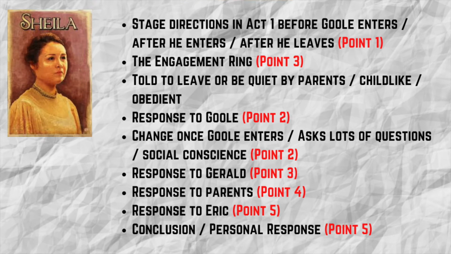Next, I will plot out the character arc of Sheila with key events or moments that show her change, and I would synthesize these ideas into a sequence plan. As you can see, the first part of the essay will cover stage directions. The second will be the response to Gould and the change once Gould enters, how she asks lots of questions and her social conscience. The third part will be the engagement ring and her response to Gerald. The fourth part will be her response to the parents, finishing on a mention about Eric and the conclusion and a personal response. So here's the essay.